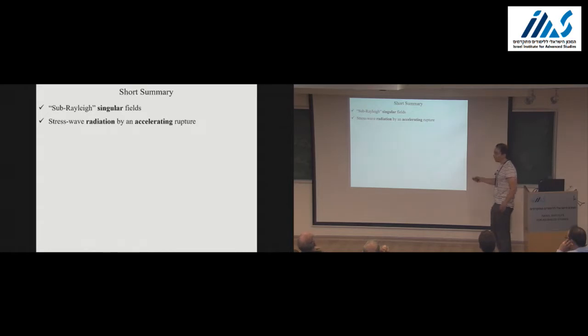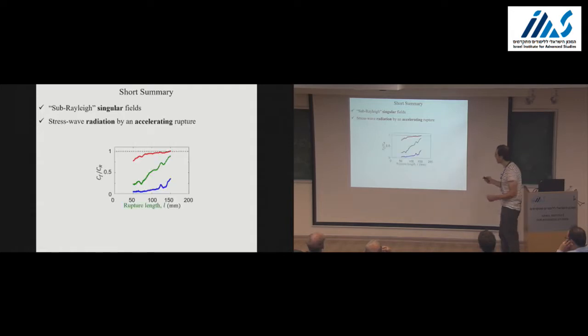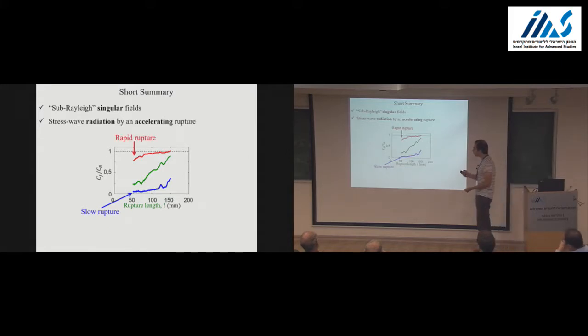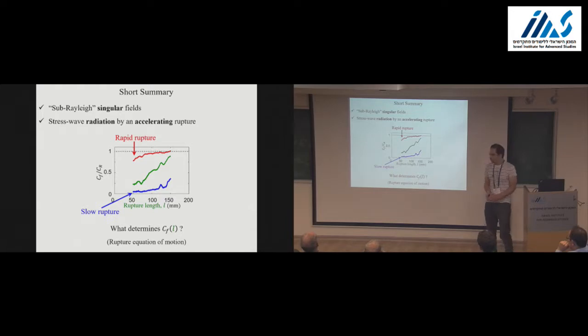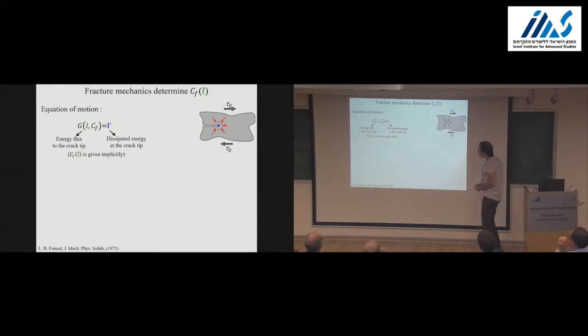So, a quick summary. Up to now we've discussed the singular fields within the vicinity of the rupture tip. This is the normalized rupture velocity, this is the crack length, and we've discussed slow ruptures that propagate at a small fraction of the Rayleigh wave speed, and rapid ruptures that accelerate to the Rayleigh wave speed. And the question is, what determines the rupture velocity? What determines Cf of L, or in the jargon of this community, what determines the equation of motion of these frictional rupture fronts? In the fracture mechanics framework, the answer is given by an energy balance.